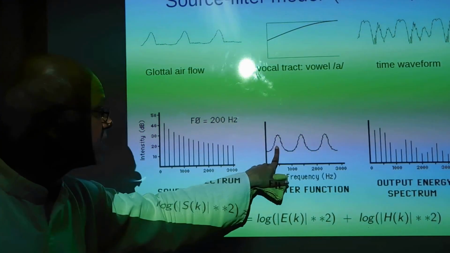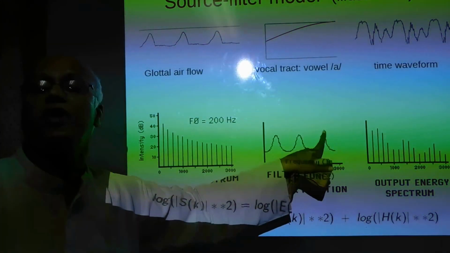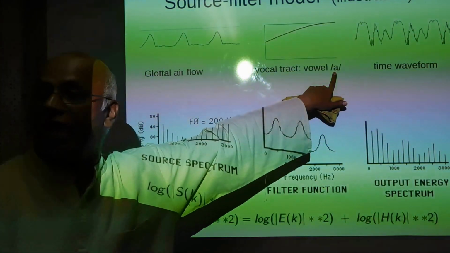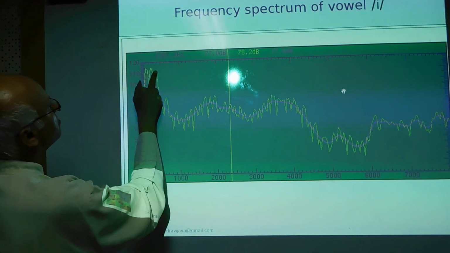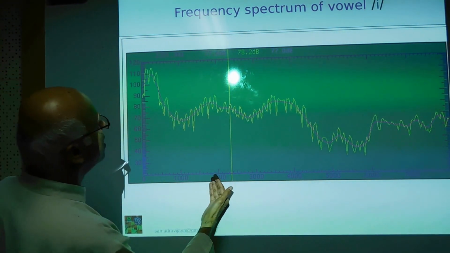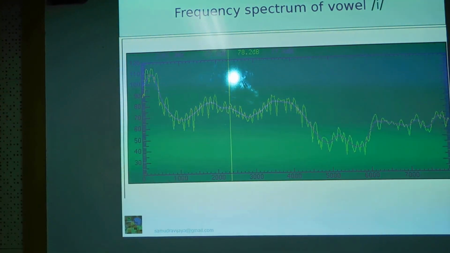The resonances are not at 500 and 1500 and 2500 because that is for the case of the vowel A, and if you take the case of the vowel E, the resonances occur at around 300 Hz and some 1900 Hz and so on.